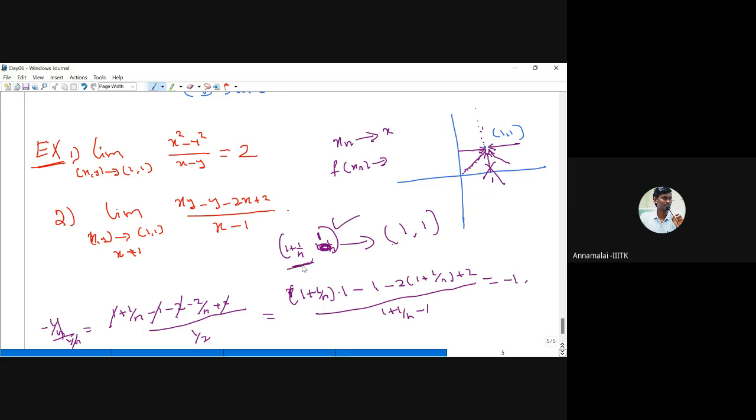In particular, I am taking this sequence because the first coordinate is varying, and the second coordinate is a constant sequence 1, 1, 1. So anyway, this approaches 1, 1. Now substitute this sequence here. The limit should be minus 1. Now if you take some other sequence instead of this one, say 1 minus 1 by n, that also converges to 1, 1. Now what happens in that case?